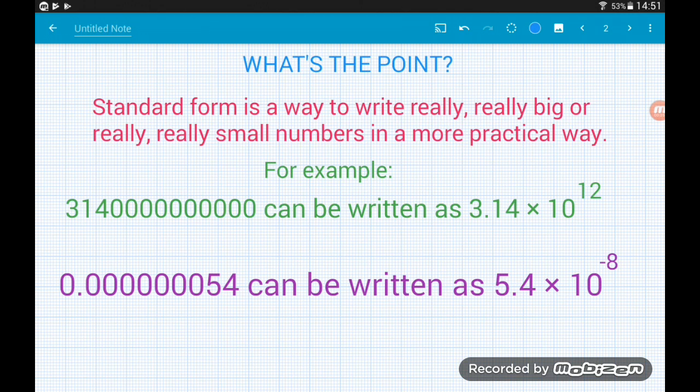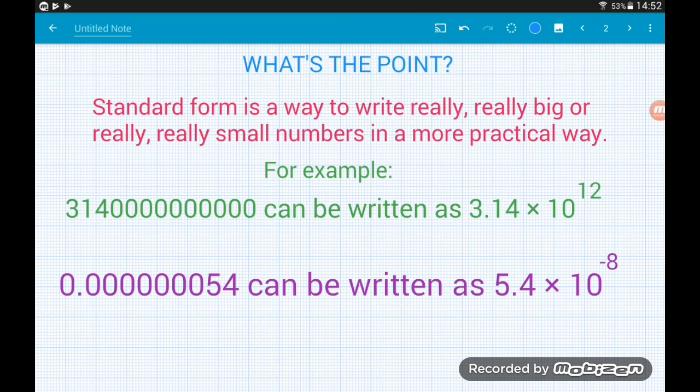So it's not the classic answer that I used to get from one of my teachers. It doesn't exist just to annoy us. It has actually quite a good use. It's used to write really big numbers or really small numbers in a more practical way. So instead of writing numbers that are packed full of zeros, we can use standard form to tidy things up a little bit.